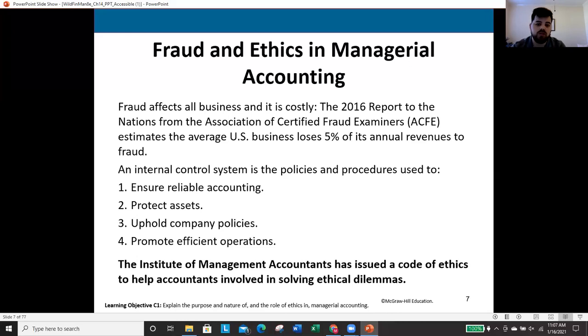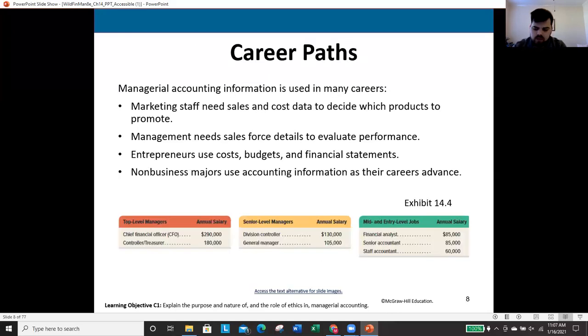So we certainly have to have a strong moral foundation, a strong ethical foundation, so that we know at the end of the day we are making the decisions that are most appropriate. Now, this is an introductory class, so we are going to briefly talk about career paths, but I'll make this very short.